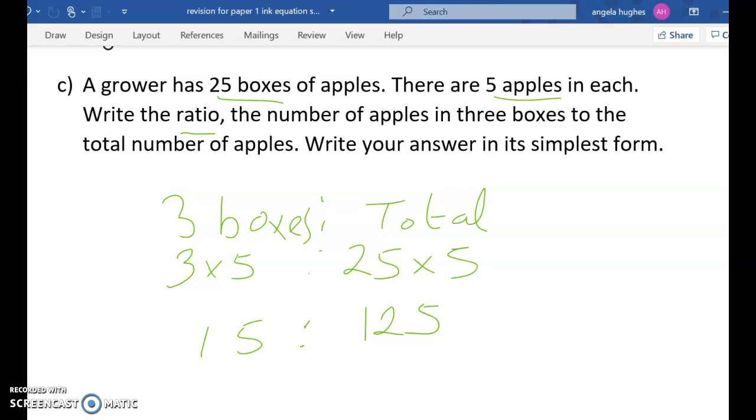Like with the fractions, you can cancel down by dividing both sides by, in this case, 5. So if I divide 15 by 5, I end up with 3. And if I divide 125 by 5, I end up with 25. And that is it, simplified as it's asked here.